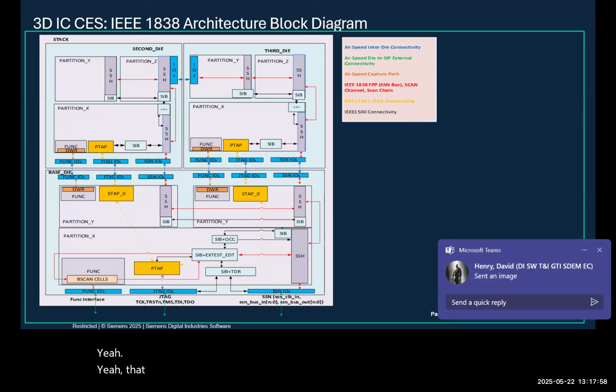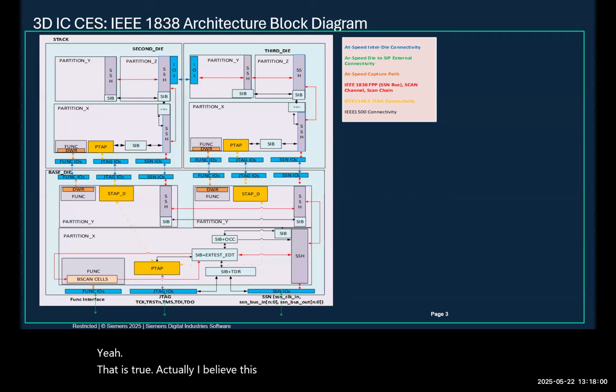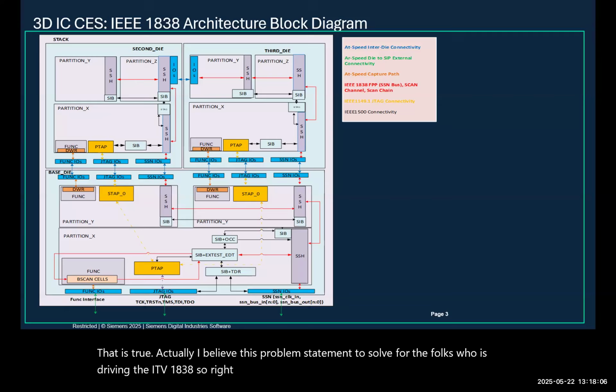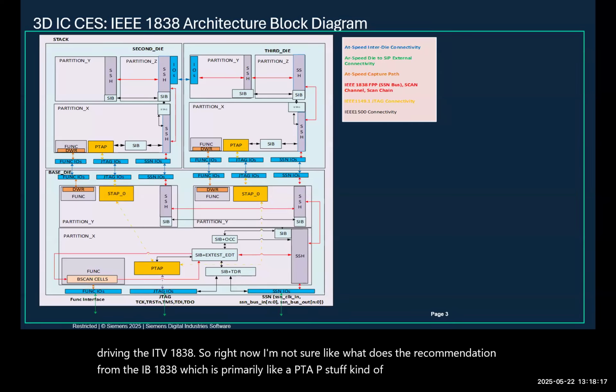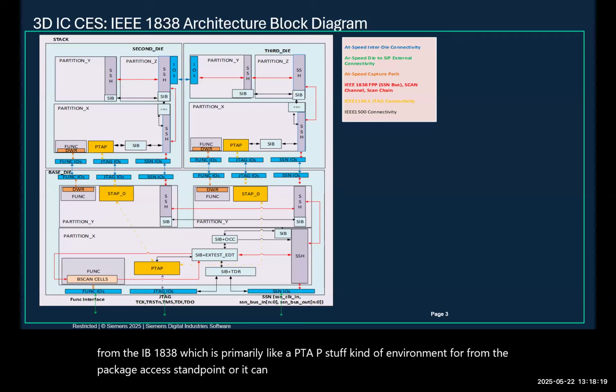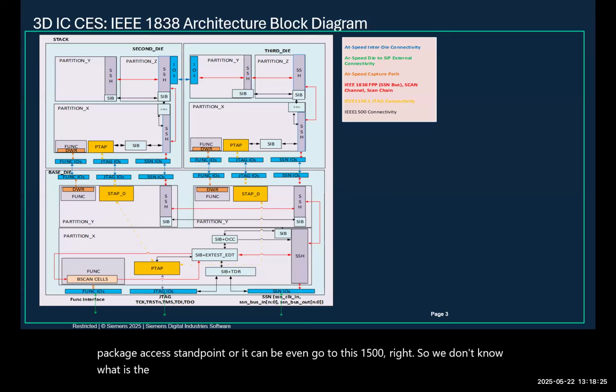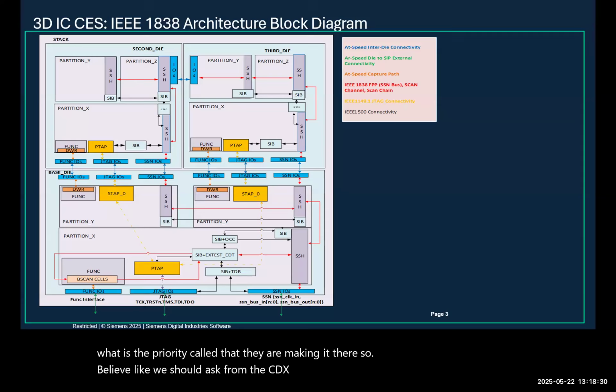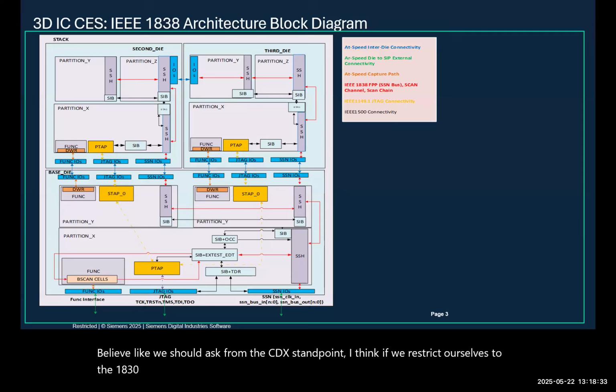That is true. Actually, I believe this is a problem statement to solve for the folks driving the IEEE 1838. Right now, I'm not sure what the recommendation from the IEEE 1838 is, which is primarily a PTAP STAP kind of environment from the package access standpoint, or it can even go to this 1500. So we don't know what priority call they are making there. From the CDX standpoint, if we restrict ourselves to the 1838, that is good enough, I believe.